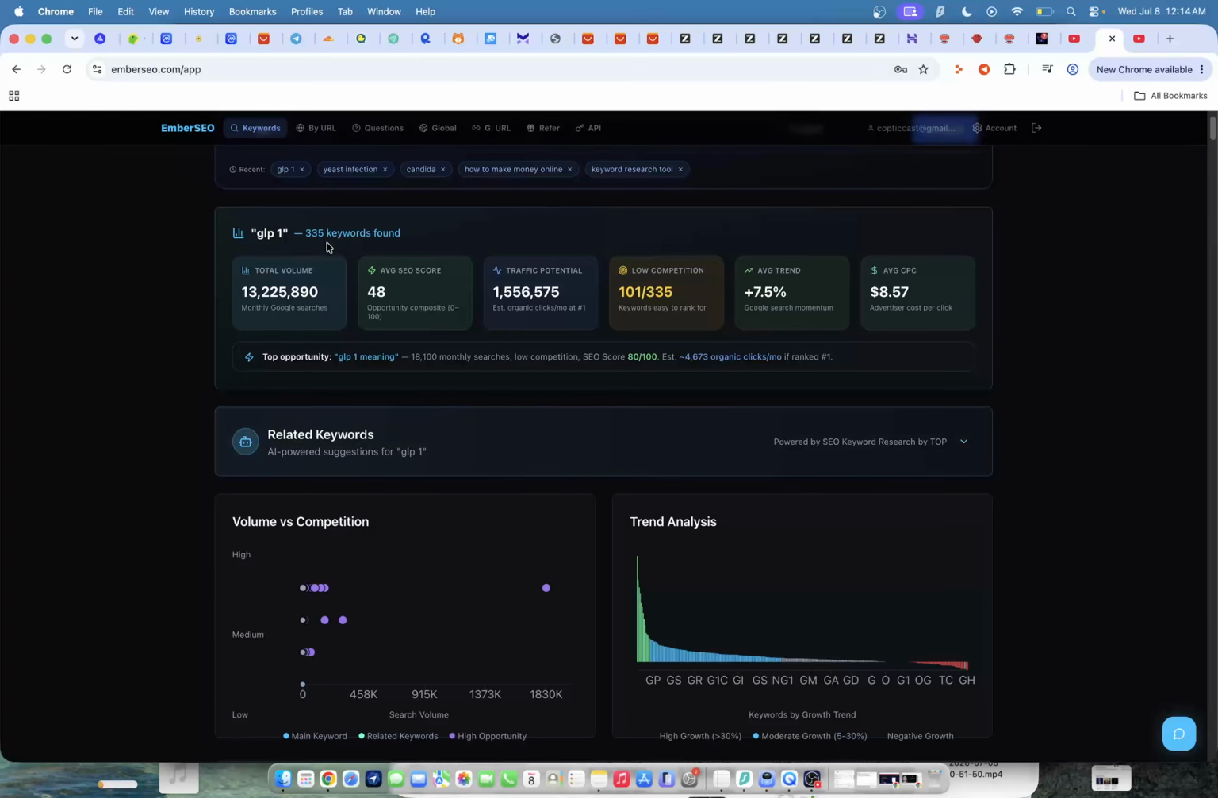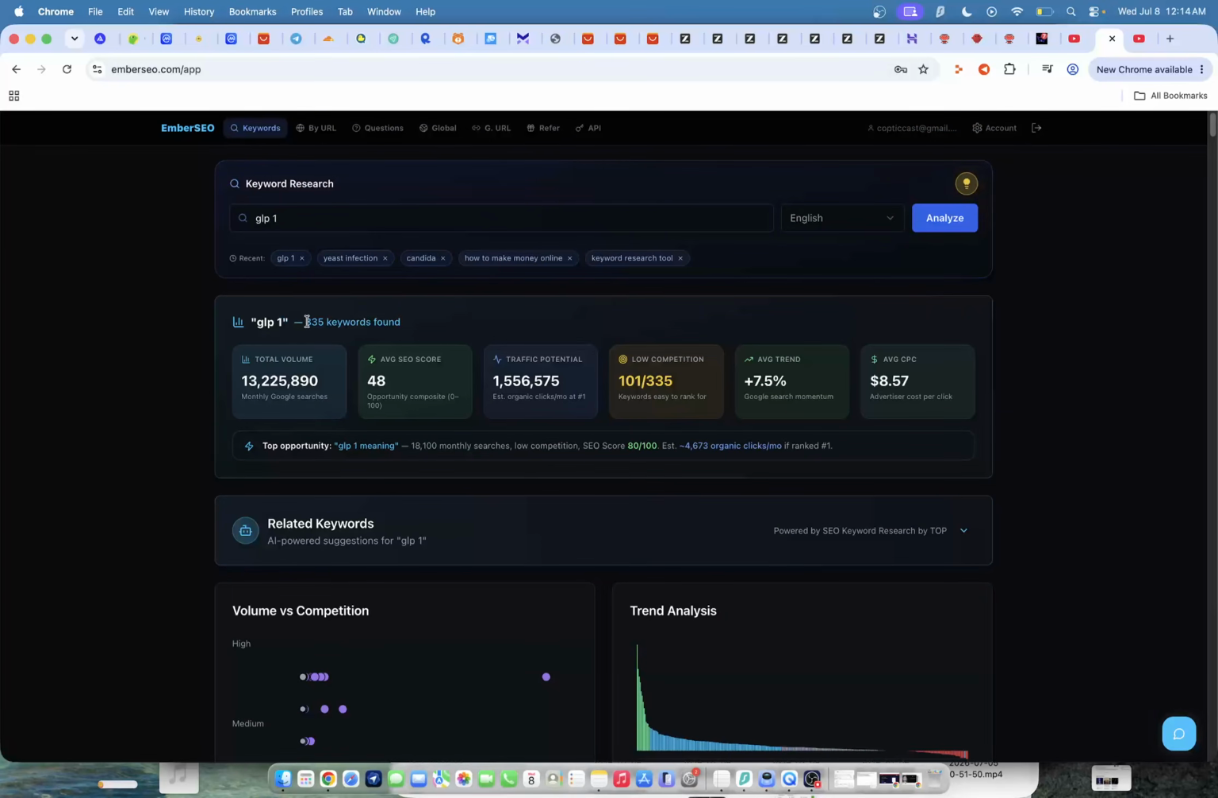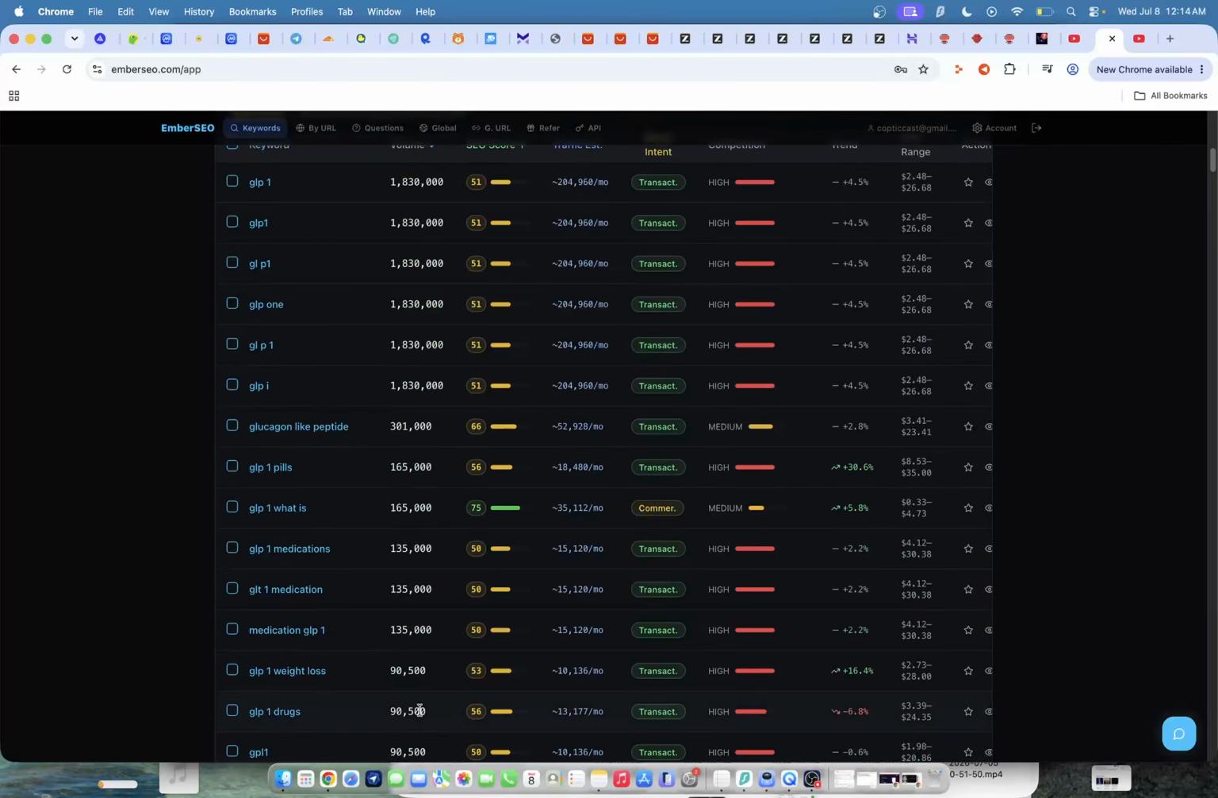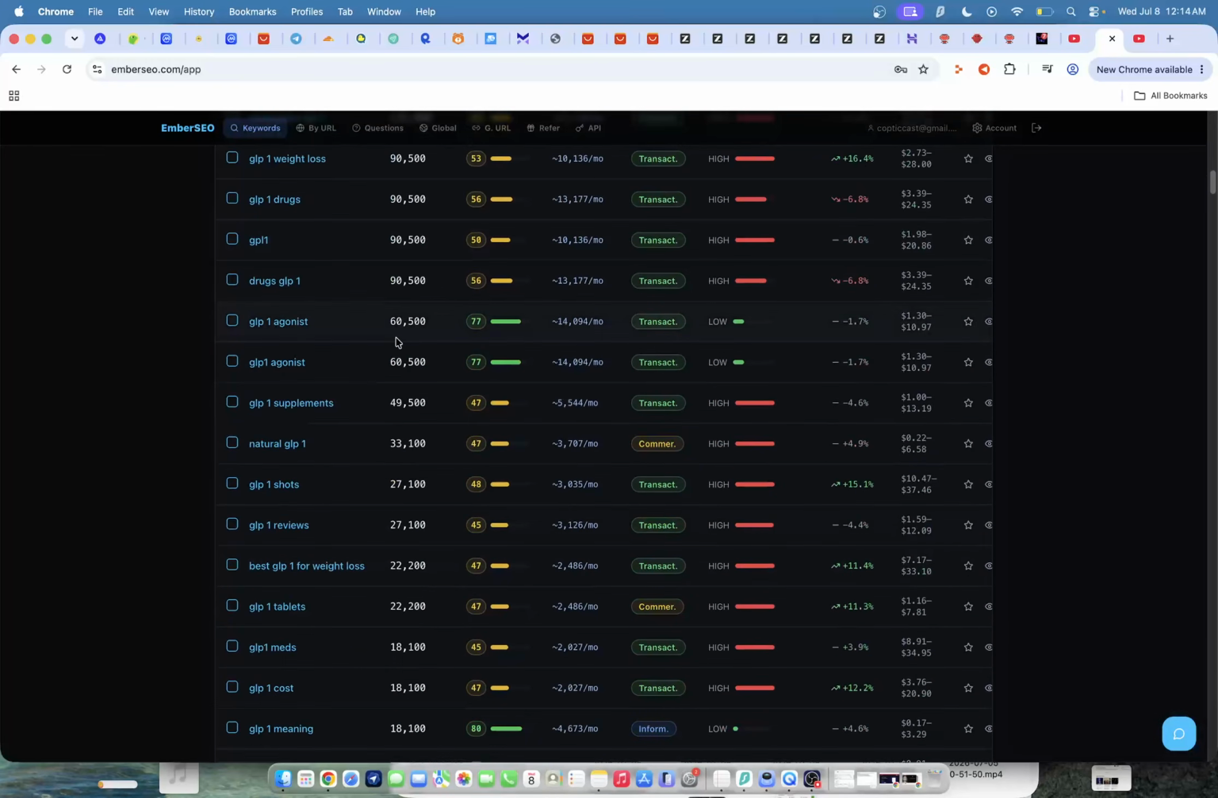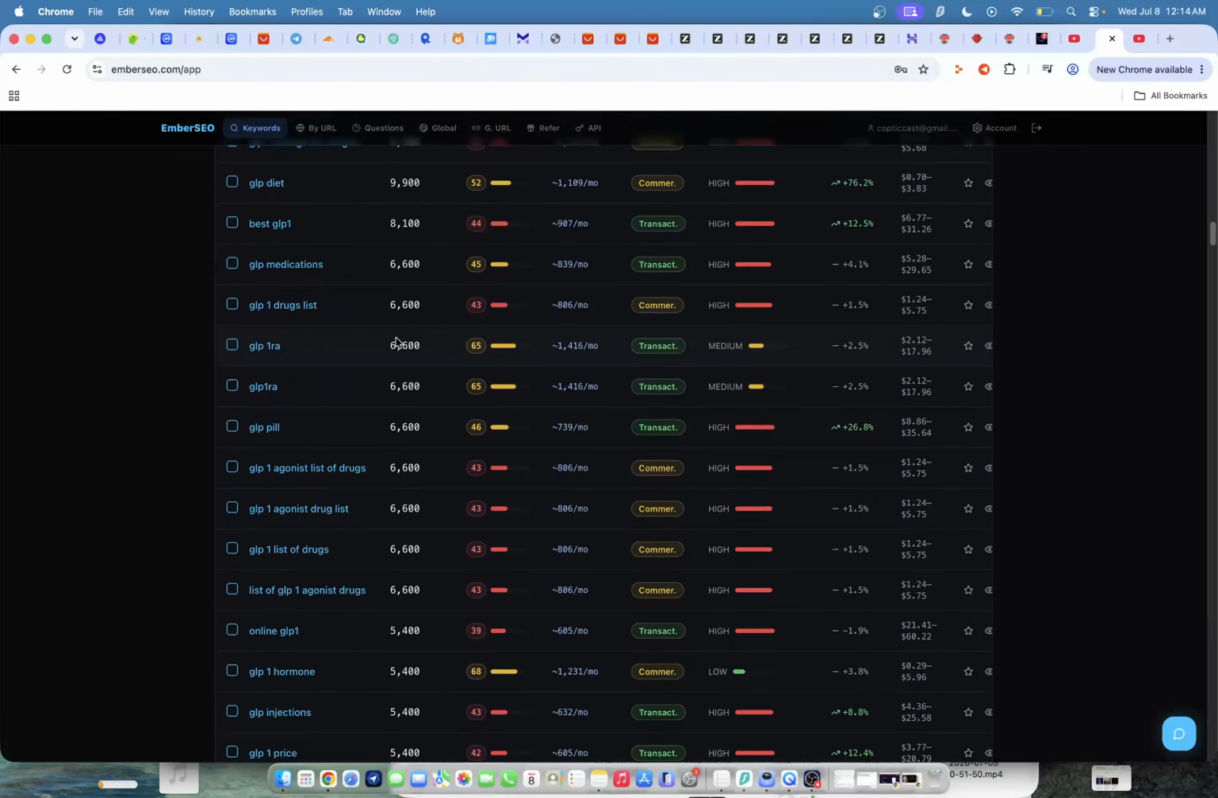And if you look here, whenever I perform a keyword search, it will show me a certain amount of keywords that are found. So in this case, 335 keywords found with all kinds of different search volumes. And every keyword is different.